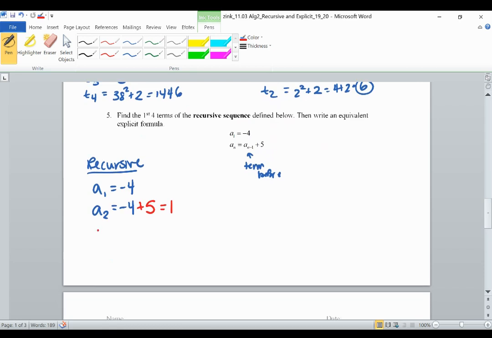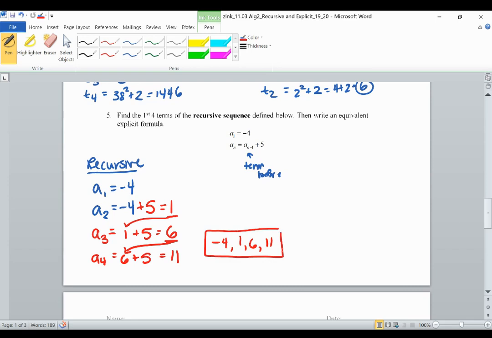Then for a sub 3, I'm going to take the term before, which is 1, and add 5. And that gives me 6. Then for a sub 4, I'm going to take the term before it, which was 6, and add 5, which gives me 11. So now we have our first 4 terms, which would be -4, 1, 6, and 11. Okay, so that is our first 4 terms.